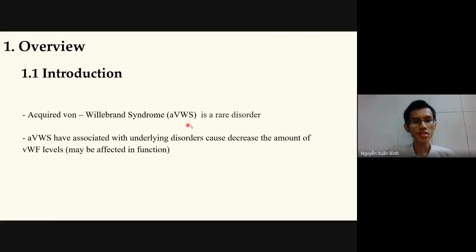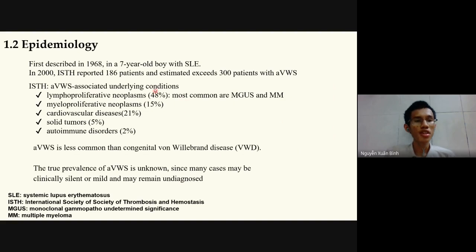Acquired von Willebrand syndrome is a rare disorder, and this syndrome is often associated with an underlying disorder. This syndrome will decrease the von Willebrand level or may affect its function. The first case of acquired von Willebrand syndrome was found in a 7-year-old boy with systemic lupus erythematosus.